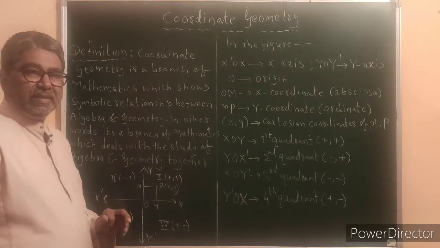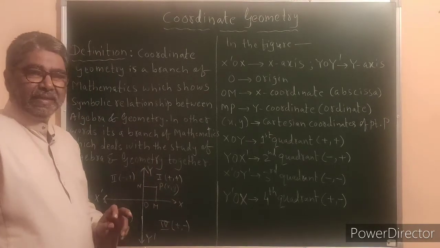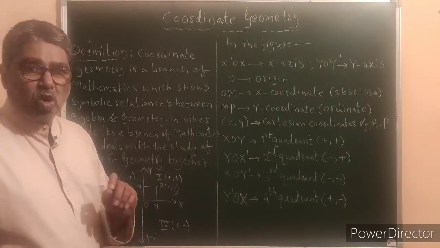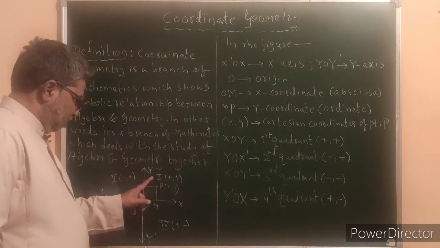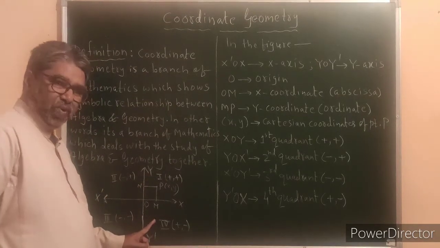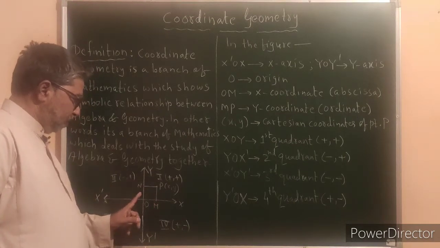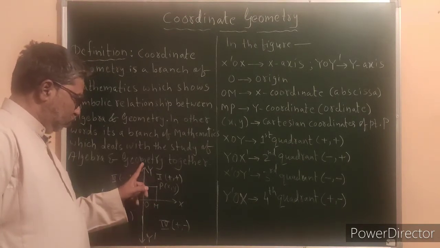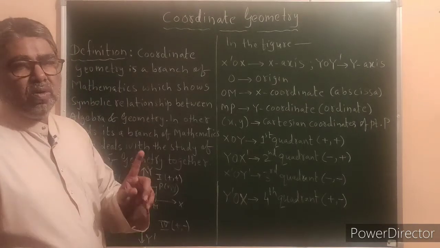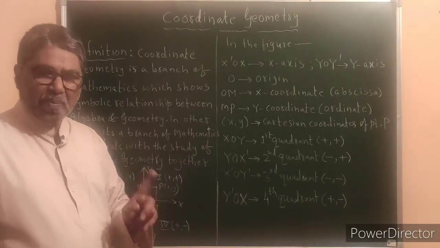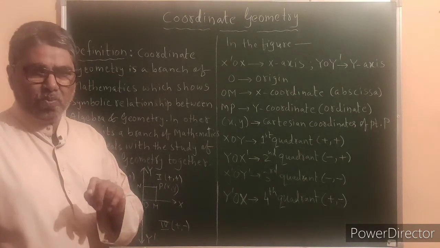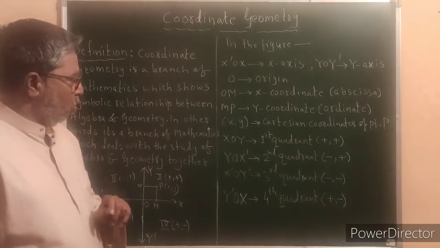These two lines divide the plane into four parts, and each part is called a quadrant. So in this way, this is one quadrant, this is second, this is third, and this is fourth. All these four quadrants are formed due to the intersection of two line segments which are perpendicular to one another, and they are intersecting at a common point, and that point is said to be the origin.